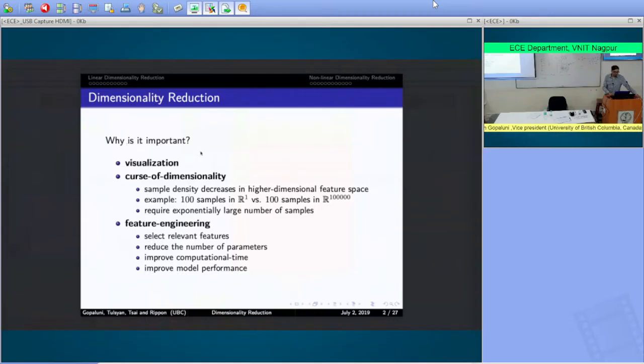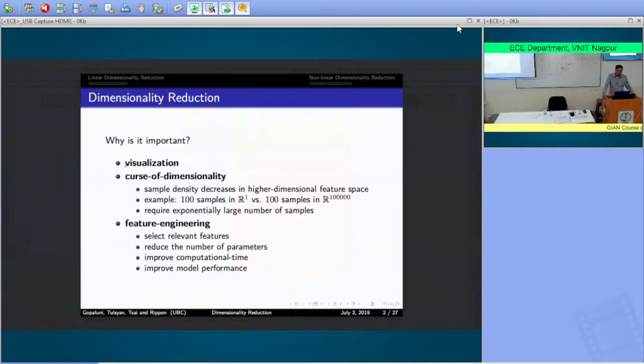So why is dimensionality reduction important? You've given me some examples. If you have too many dimensions, you run into this concept of curse of dimensionality. Sample density decreases in very high dimensional feature space. For example, if you have 100 samples in one-dimensional space versus 100 samples in a space of 100,000, the sample density is going to become much smaller as you increase the dimensions. Right?